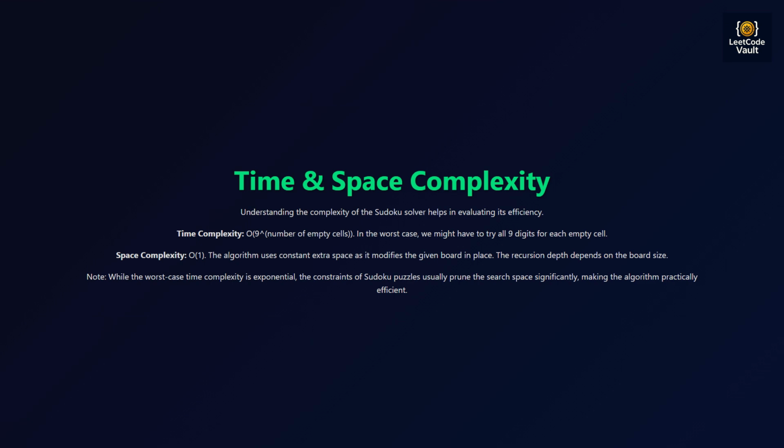Time and space complexity. Our backtracking solution has a time complexity that's hard to express precisely, but in the worst-case scenario, it can be thought of as O of 9 to the power of the number of empty cells. This is because in the worst case, we might explore every possible number for each cell.